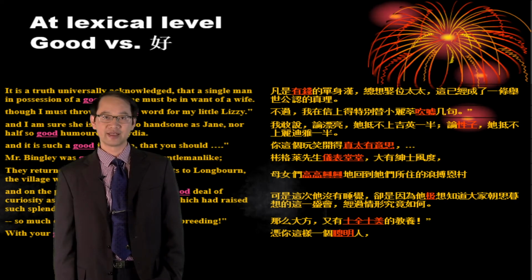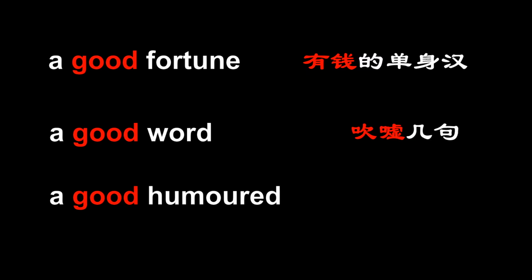If you look on the left-hand side, you see all the examples of good. For example, a good fortune, a good word, a good-humored, etc. However, if you look at the Chinese translations on the right-hand side, you will notice that good is rarely translated into hao in Chinese. For example, a good fortune in Chinese is 有钱的单身汉. A good word is translated into 吹嘘几句. A good-humored is translated into 性子.